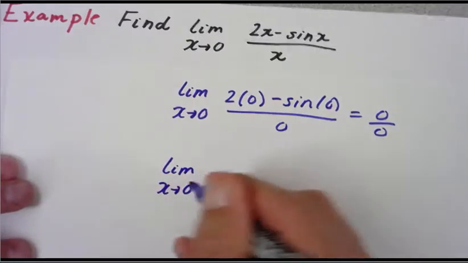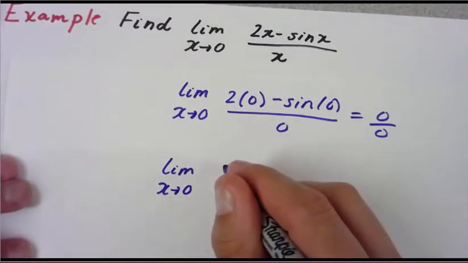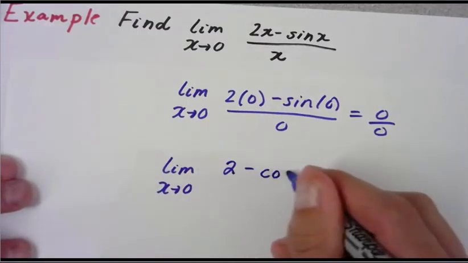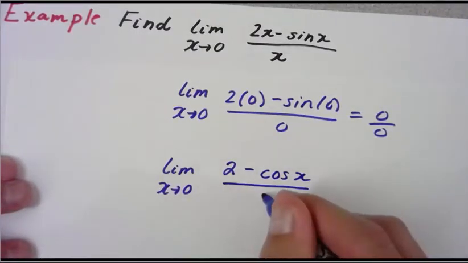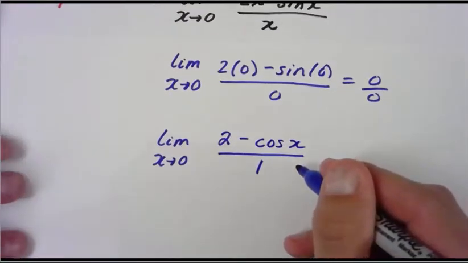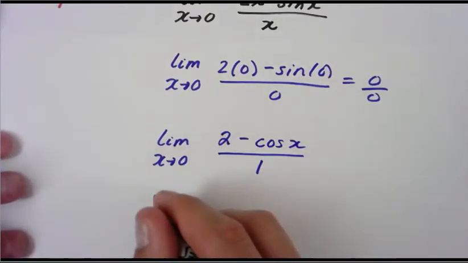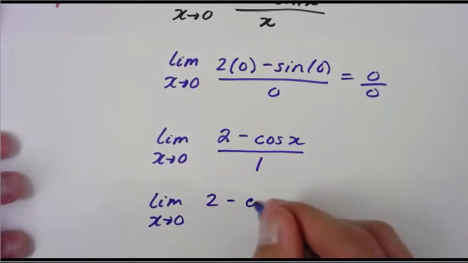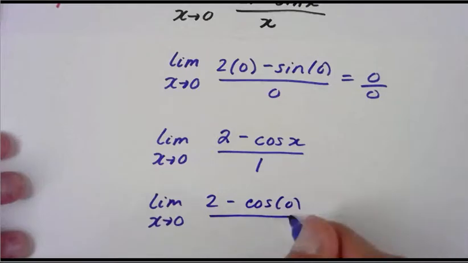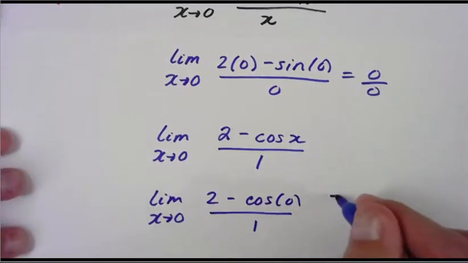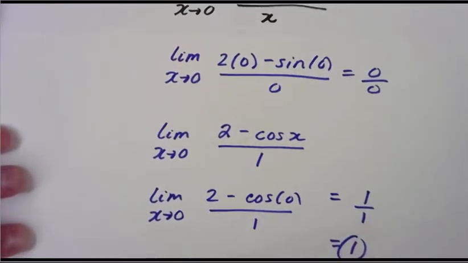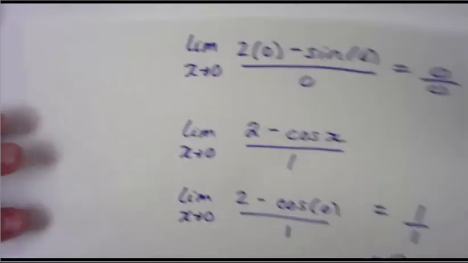So I go ahead and take the derivative of the numerator. Derivative of 2x is 2. The derivative of sine of x is cosine of x, and that's all over 1, the derivative of x. Now I plug in 0 into my cosine. Okay, we know that cosine of 0 is 1, so this becomes 1 over 1, which is just 1. Now it just so happens this second example is also 1. It doesn't mean every time the limit is going to be 1.